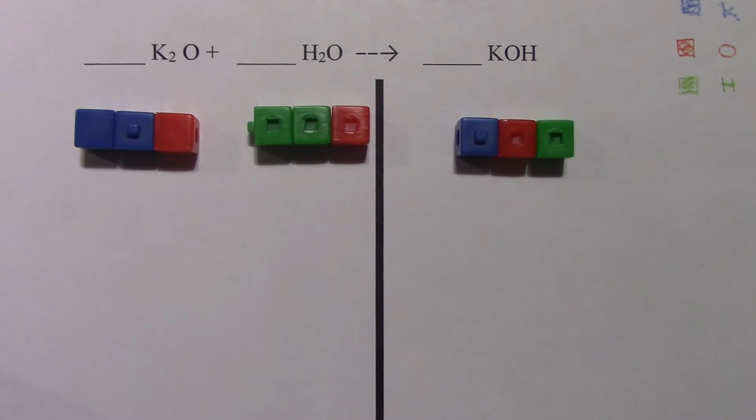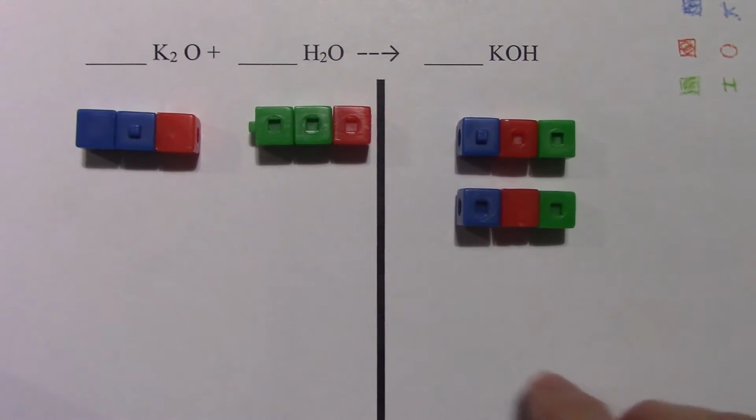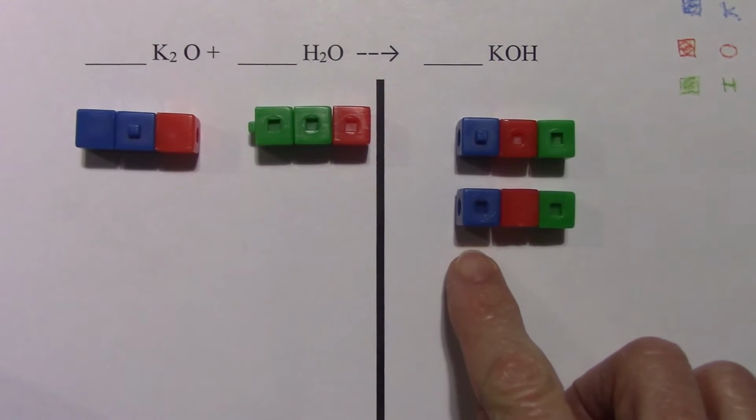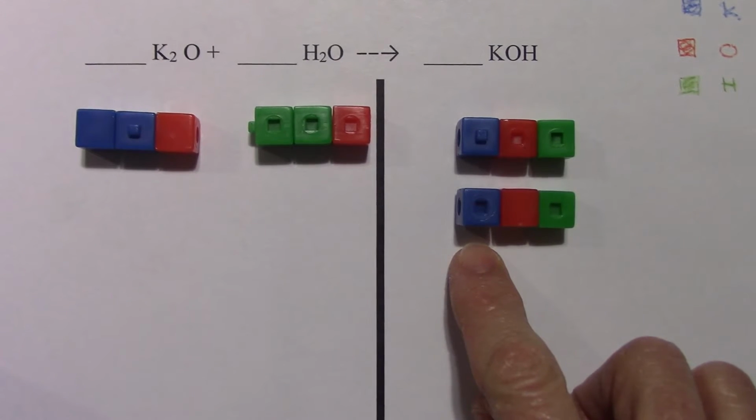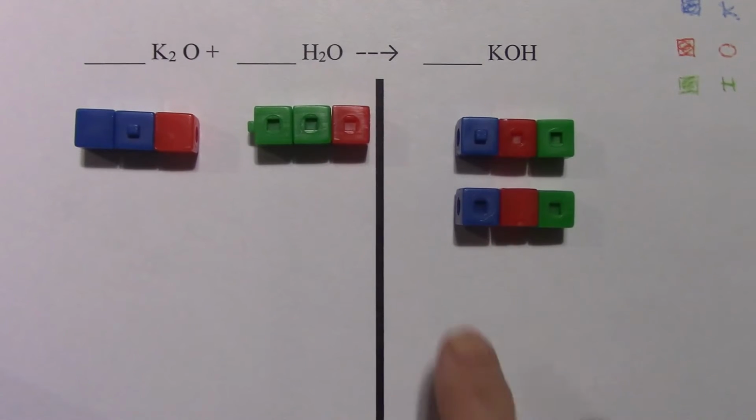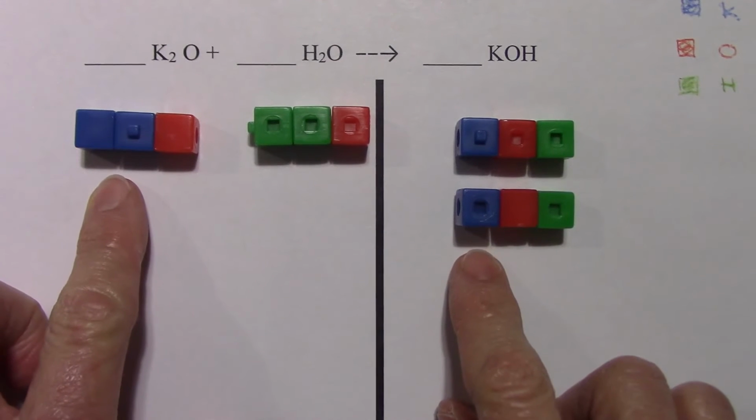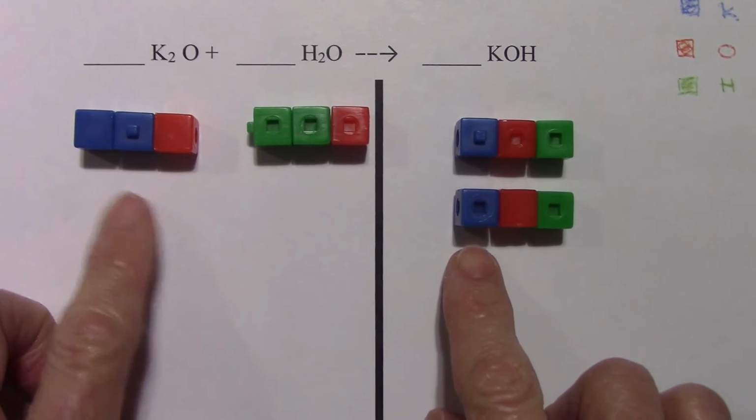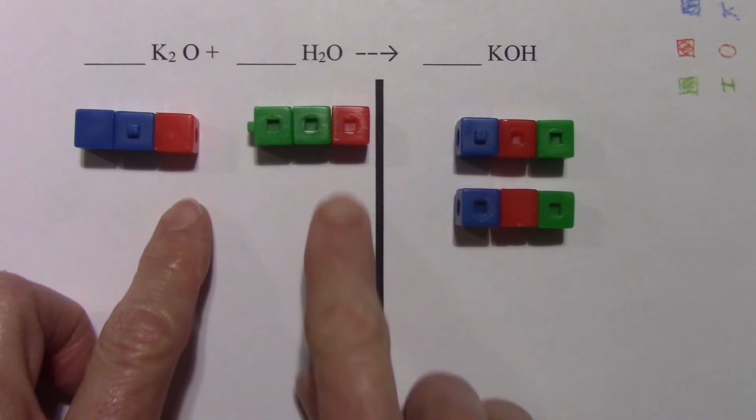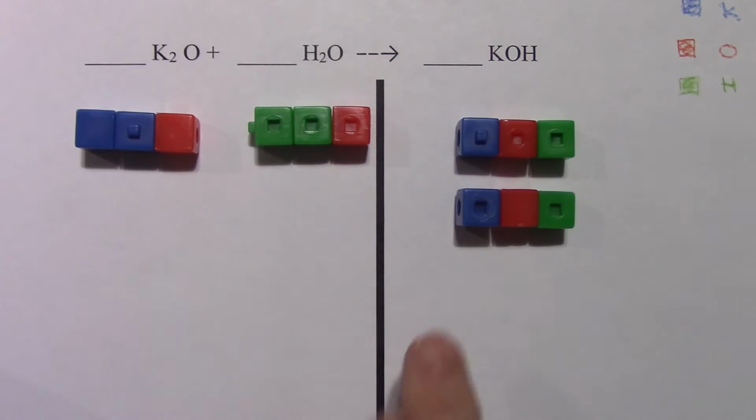So then I know in order to get my potassium to balance, I need another molecule of potassium hydroxide. So when I put my whole molecule, I can't break it apart and just get one. I have to do the whole molecule. So now what I see is I have 2 atoms of potassium and 2 atoms of potassium. I have 2 atoms of oxygen, 2 atoms of oxygen, and I have 2 atoms of hydrogen and 2 atoms of hydrogen. So my equation is balanced.